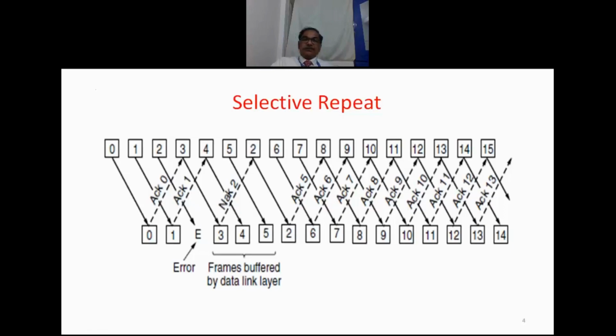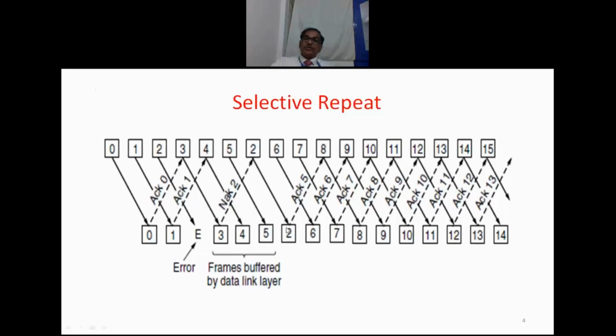They should be accepted and preserved by allocating enough buffers. In this case, the receiver is allocating enough buffers to store them. Frame 2 is received with error, so it sends the negative acknowledgement. Frame 3 is received correctly, stored in the buffer, and the negative acknowledgement for frame 2 is sent because it is in error. Then frame 4 received okay, stored in the buffer. Frame 5 received okay, stored in the buffer.